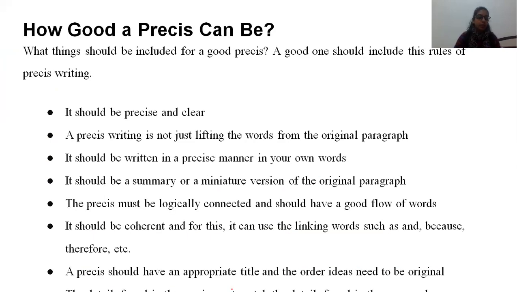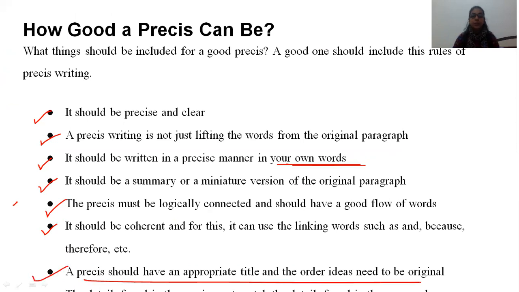Now, how can a good precis be? That is something which is well understood, so I'll go in a quick manner. It should be precise and clear. A precis writing is not just lifting the words from the original paragraph. Definitely, you should frame your own sentences. It should be written in a precise manner in your own words. So in your own words is important. It should be a summary, a miniature version of the original paragraph. The precis must be logically connected and should have a good flow of words. It should be coherent, and for this it can use linking words such as because, therefore, etc. A precis should have an appropriate title and the ideas need to be original. Okay, that's it.